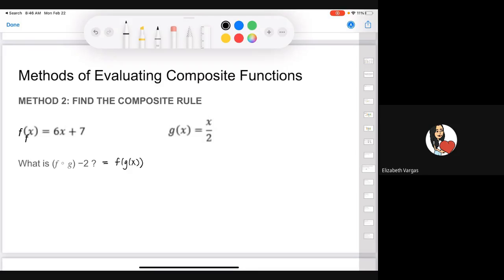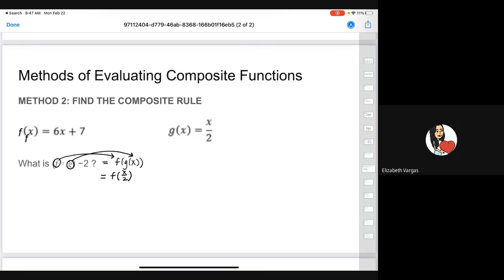And so now let's go ahead and use this composite rule to solve for this problem. Okay. And so basically, what is f of g of x? Well, remember, it's basically the same as taking f and inputting the equation of g of x in for the x of f.